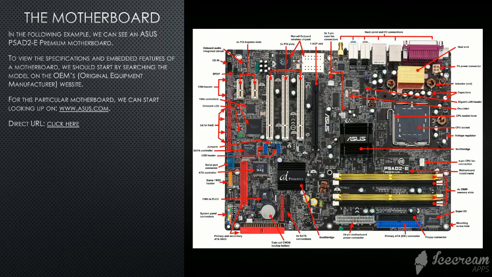To view the specifications and embedded features of a motherboard, we should start by searching the model on the OEM or Original Equipment Manufacturer's website. For this particular motherboard, we can start looking up on asus.com. But searching a product on the manufacturer's website can sometimes be quite a pain. So for this demonstration, we will use a cool Google hack that will allow us to search only in reliable resources.